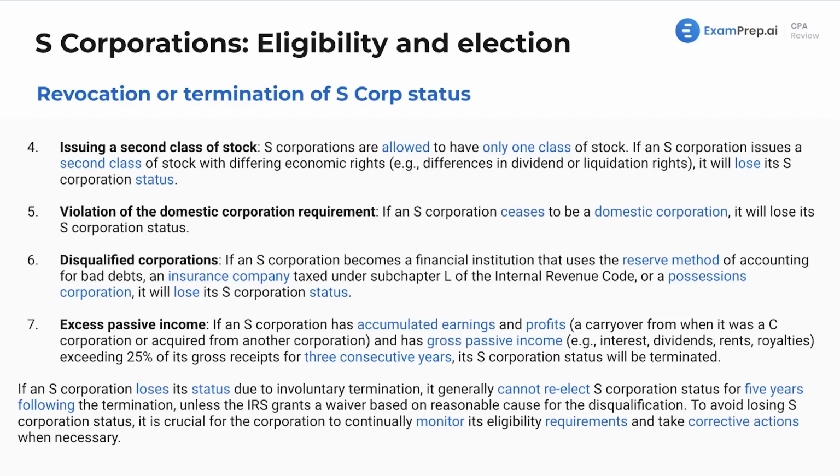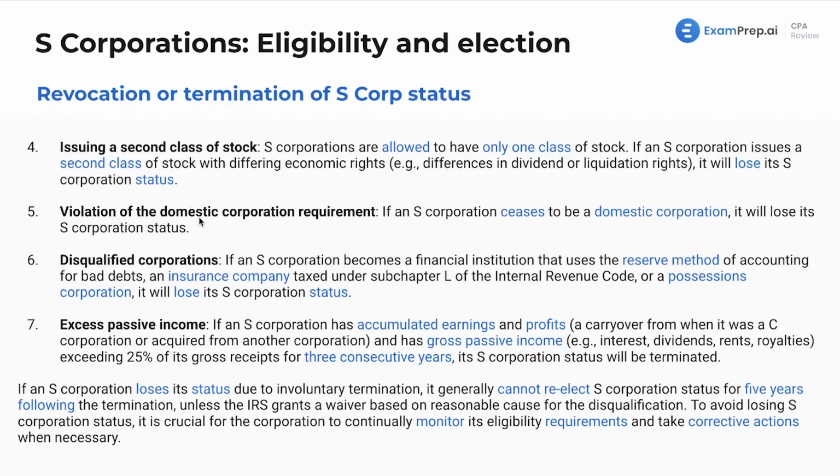Got a few others here, and really just a lot of breaching these eligibility requirements initially. We'll talk about that excess passive income as well. Issuing a second class of stock. We're only allowed one class of stock, so if we issue a second class of stock with differing economic rights, such as differences in dividend or liquidation rights, it's going to lose its S Corporation status.